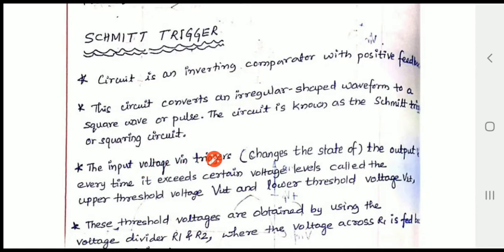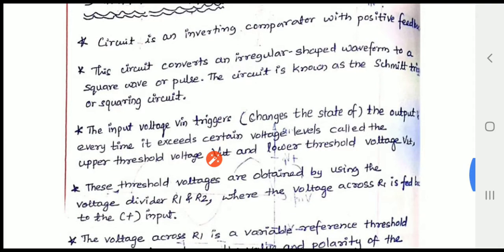Okay. Here this Schmitt trigger is used as, again, a comparator. So here we are using a circuit called inverting, that's why it is called an inverting comparator. So using two reference voltages here, one is the upper threshold voltage and the second one is the lower threshold voltage. Here, as said, the input voltage Vin triggers, which means when it changes the state of the output. Okay. So every time it exceeds certain voltage levels. So here two voltage levels are used. One is the upper threshold voltage VUT and the lower threshold voltage VLT.